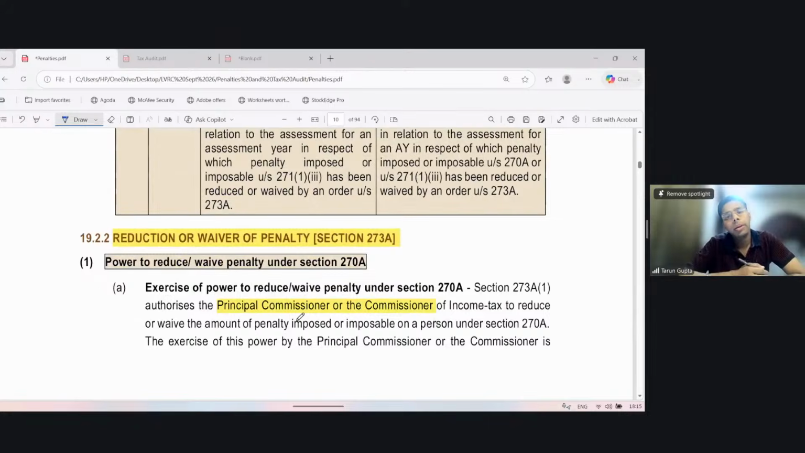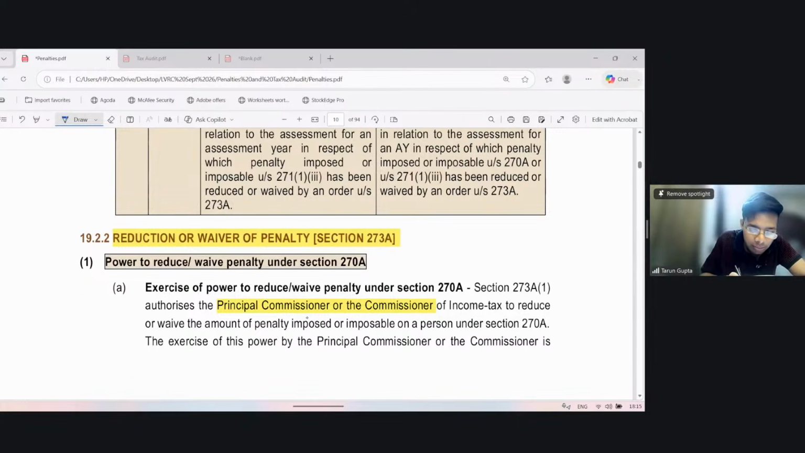Section 273A is important. Section 273A gives power to the Principal Commissioner or Commissioner to reduce or waive the penalty. There are 2 subsections: 273A(1) and 273A(4). Both the sections give power to the PCIT or CIT to waive or reduce the penalty, right? But both are different sections. We'll see. So, firstly, 273A subsection 1.